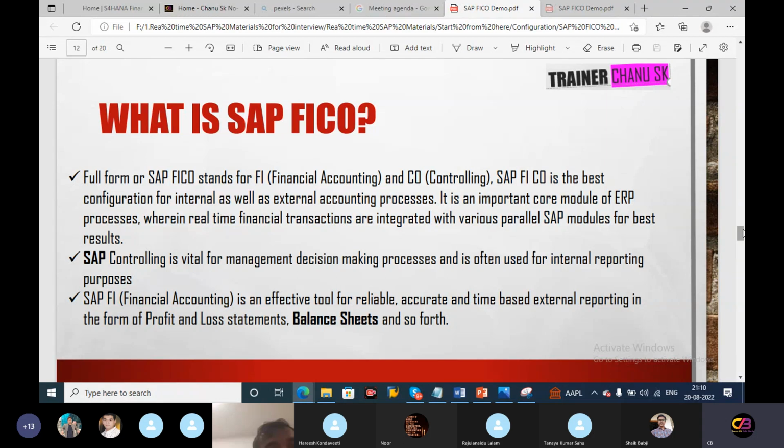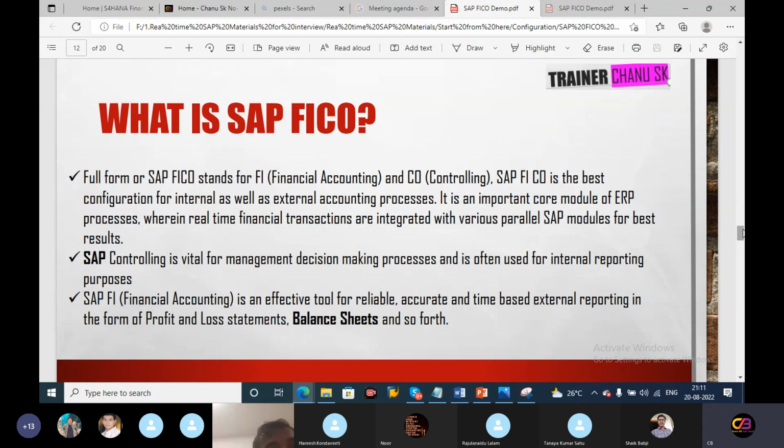The SAP CO controlling module's main focus should be internal reporting. Internal reporting means decision making, how to reduce the cost, how to eliminate unnecessary cost, and what activities we need to implement in the system to reduce the cost. These are all things that will be in this CO module. SAP FI is completely focused on external reporting. SAP CO is completely focused on internal reporting.